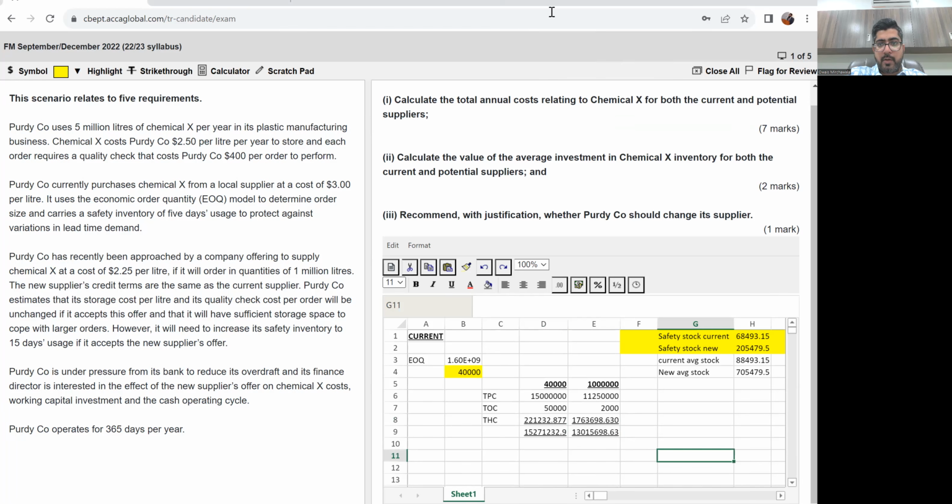So this is the first part of the question where the annual cost of current and potential supplier has been calculated. You can please note this, and if you have any queries, you can ask me, and then I will move towards the next parts. Okay, please copy this quickly.